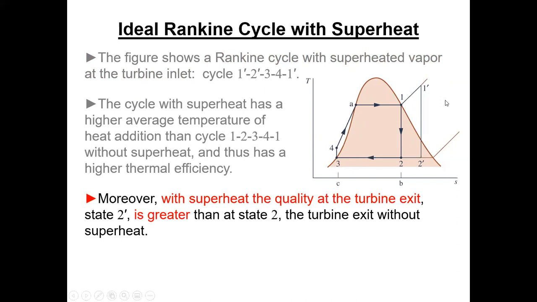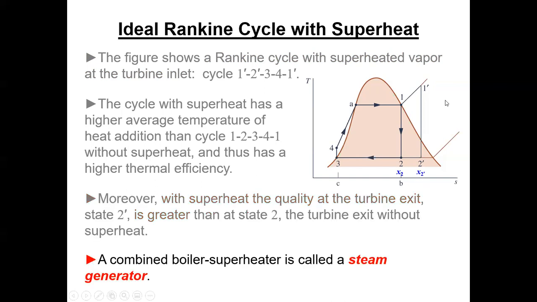Moreover, look at the turbine. Wow, the turbine's getting happy. The turbine's getting much, much happier. Right. Turbine likes 2 prime compared to 2. Moreover, the superheat quality at the turbine exit state 2 prime is greater than that at 2, the turbine exit without superheat. So this superheat's a good deal, right? It helps the efficiency and it helps the turbine. And we're going to slide the little X's around there.